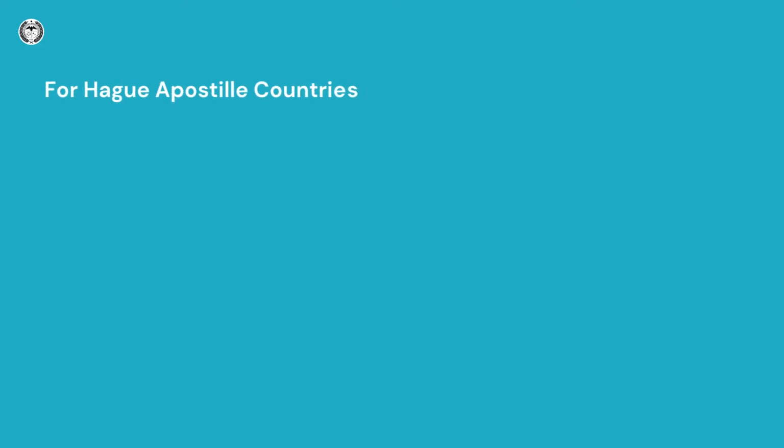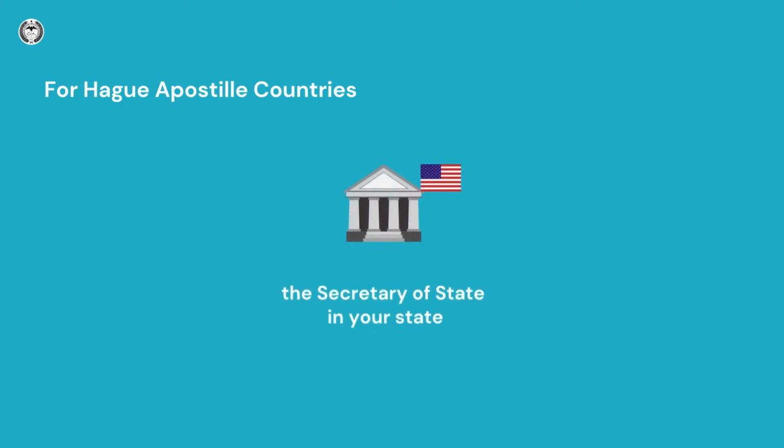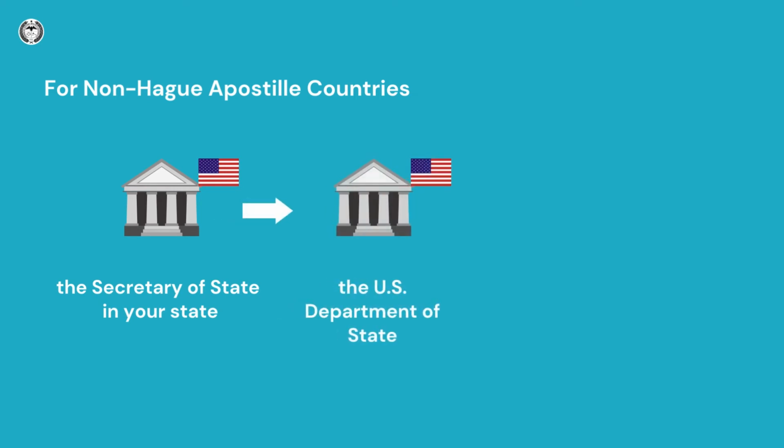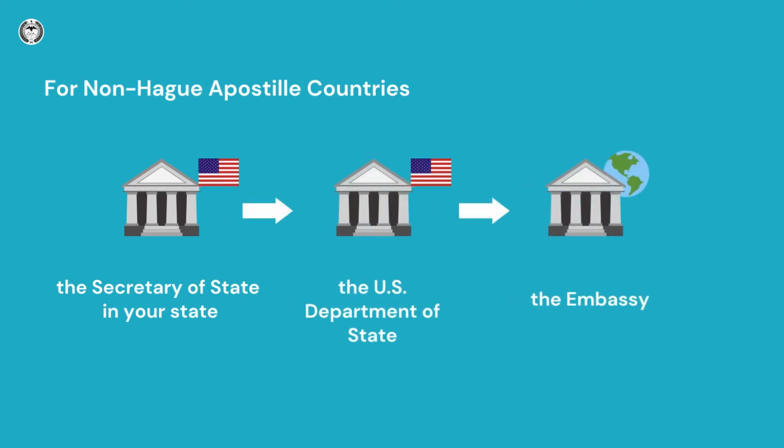If the destination country is a Hague Apostille Country, you need to get an apostille from the Secretary of State in your state. No further certification is needed. If the destination country is not a Hague Apostille Country, you need to get an authentication from the Secretary of State in your state, the U.S. Department of State, if required, and a legalization from the embassy.